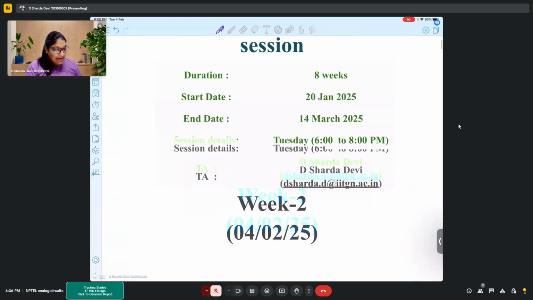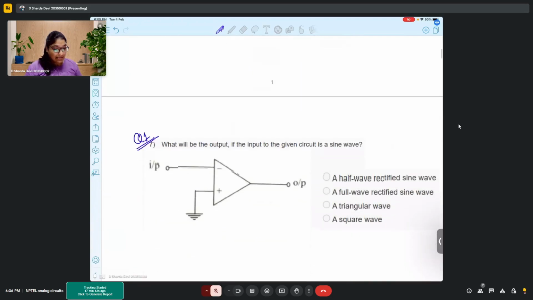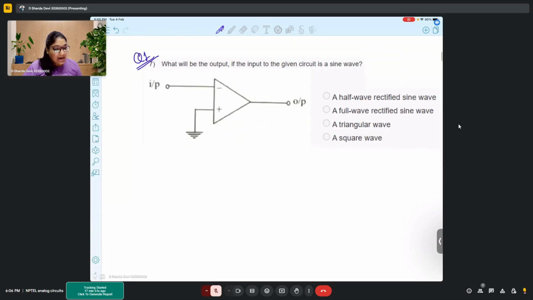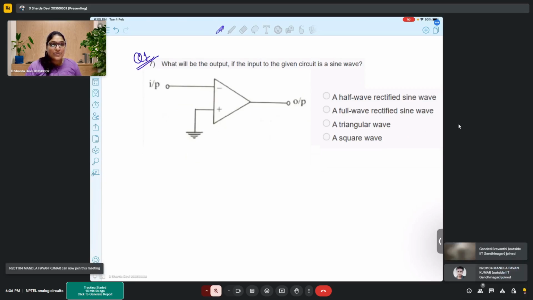With that, maybe we can start with the problems for this week. This is the first problem, where the idea is to find the output if the input to the given circuit is a sine wave. Last time we stopped here saying this is a new concept. So now we'll go through this concept.